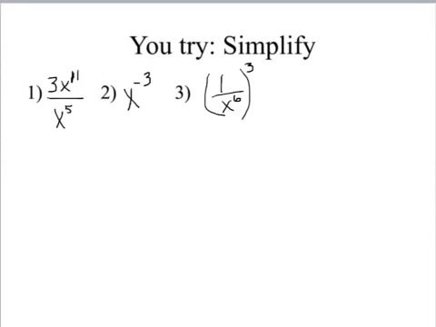Okay, so now it's time for you to try. Your first problem is 3x to the 11th over x to the 5th. Your second problem is x to the negative 3rd. And your third problem is the quantity 1 over x to the 6th, all raised to the 3rd power. So remember, to get full credit, you actually need to try something on your own. Good luck.